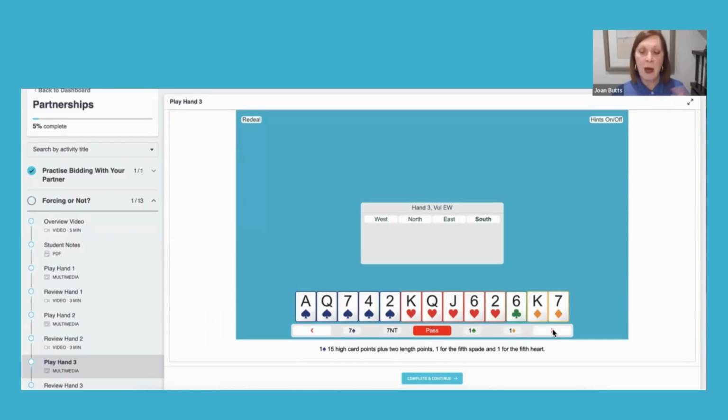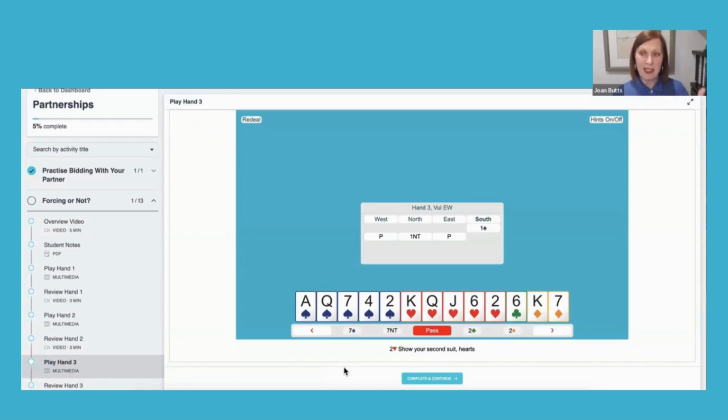Even if our heart suit looked a lot better than our spade suit, it's still right to open the higher ranked of 2 5-card suits. So go for 1 spade. And partner makes a limit response of 1 no trump.